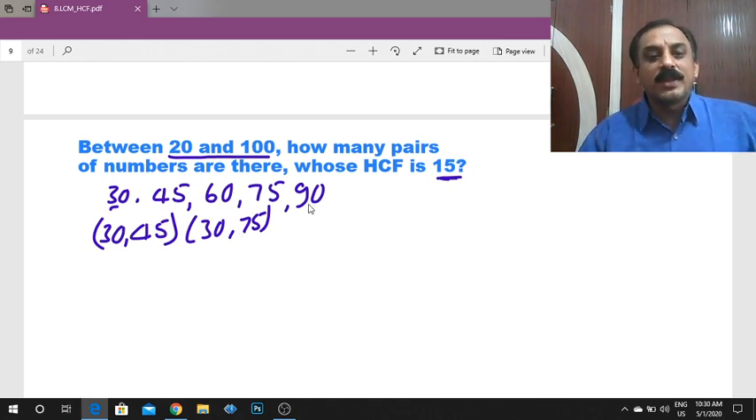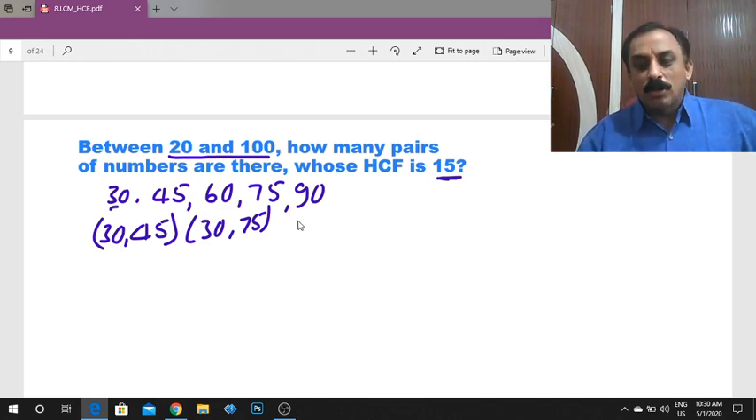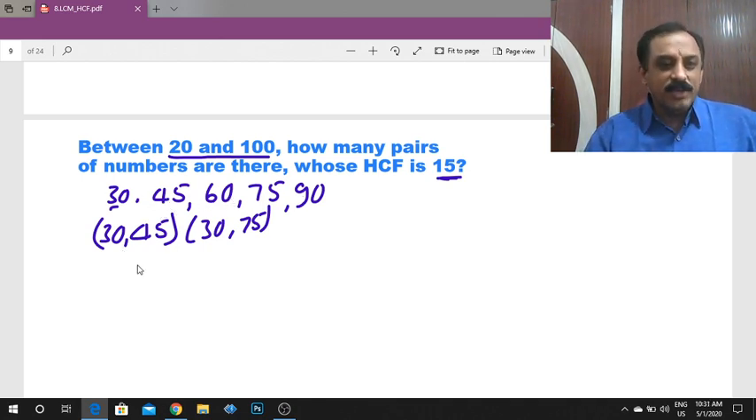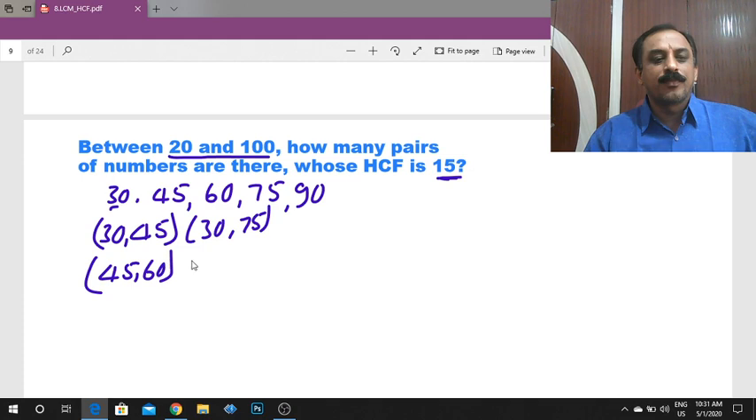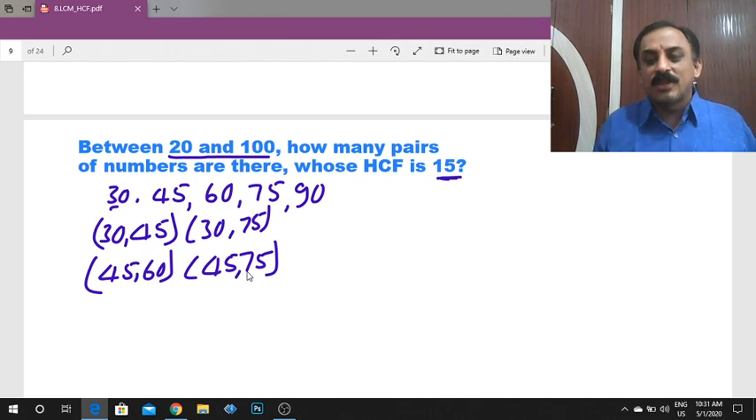Next, 30 and 90. Don't take 30 and 90. Why? Both are divisible by 15, but the HCF of 30 and 90 is 30, because both the numbers are exactly divisible by 30. Now compare with the 45. 45 and 60, HCF is 15. 45 and 75 are both divisible by 15 and not divisible by any other number more than 15. Therefore, 45 and 75 HCF is 15.